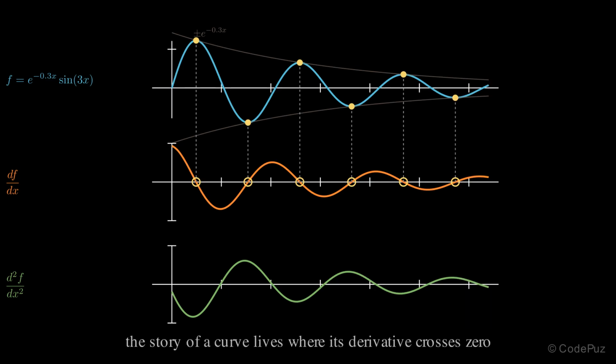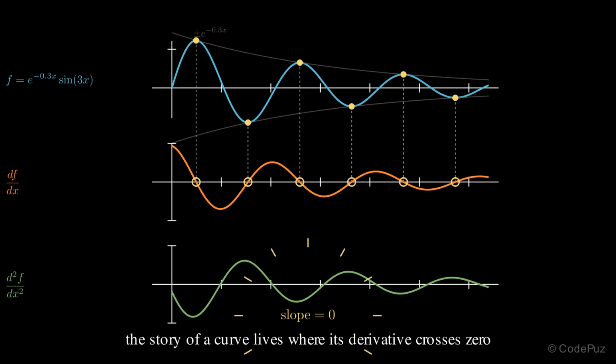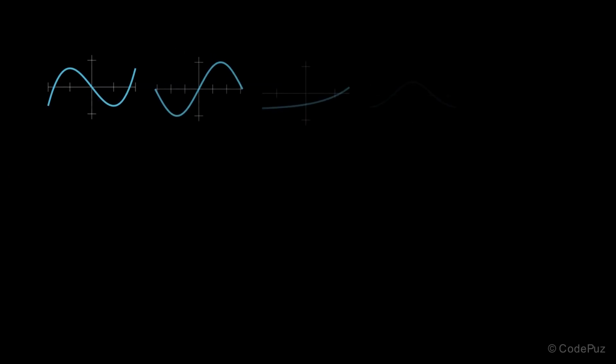Straight lines or shrinking tremors, it makes no difference. The story of every curve, where it climbs, turns, or bends, is written one tier down, wherever its derivative crosses zero. Learn to find that place, and we can read any curve ever drawn, which is exactly the skill we'll need next. 5 curves, 1 lesson.